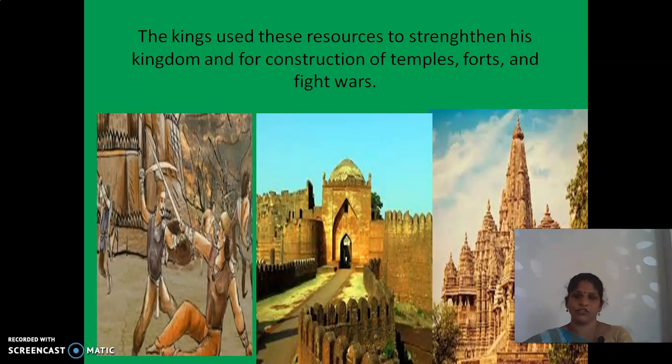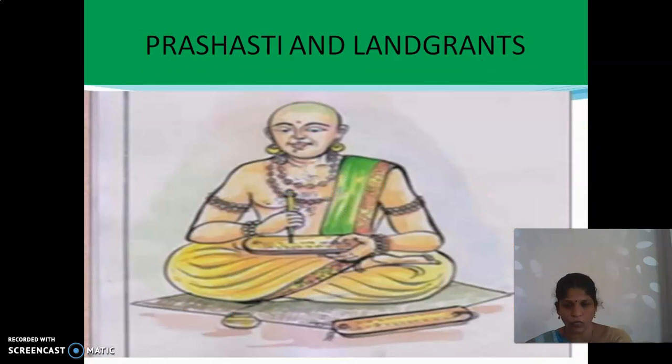The first one is the emergence of new dynasties. We saw how new people started dynasties or kingdoms. Then administration. After they got the kingdoms and started building a kingdom, they gave themselves grand titles like Adhiraja, Maharaja, Tribhuvana Chakravarti. They started to collect taxes from the people, and they used those resources to strengthen their kingdoms, and for construction of temples and forts and to fight wars.